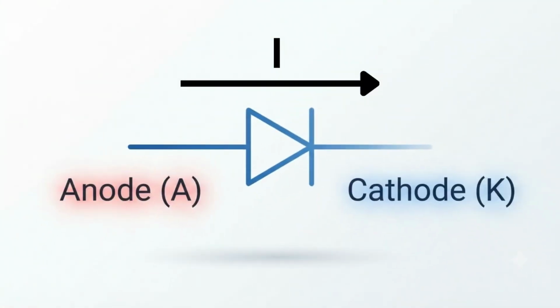Now let's look at the symbol of a diode. The left side is called the anode, and the right side is called the cathode. Current flows from the anode to the cathode when the diode is forward biased. Remember, A for anode, K for cathode.